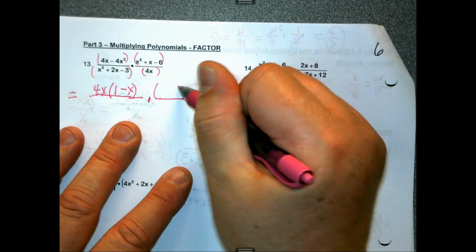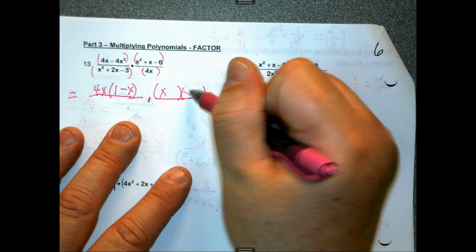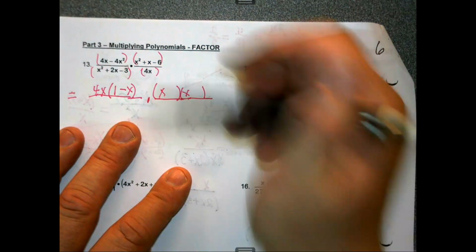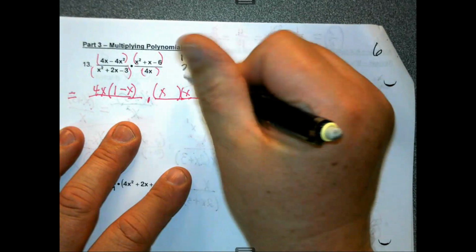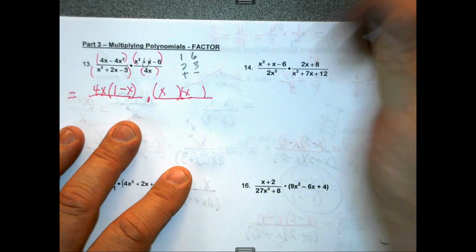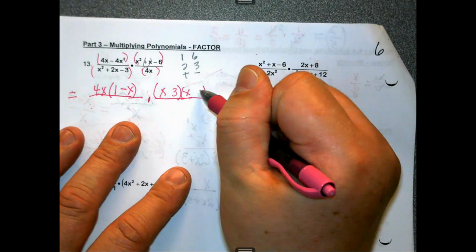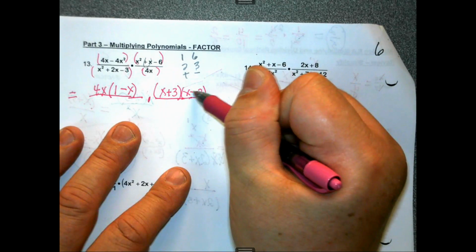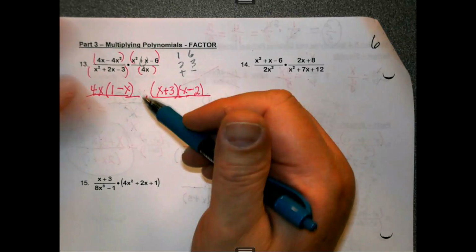Let's see, need to factor that one. So x times x. See, factors of 6, 1 and 6, 2 and 3. It's a negative, so one's positive, one's negative. They're going to subtract to 1. I'm going to use 3 and 2. And it has to be a positive, so the bigger number gets a positive. All right, denominators.